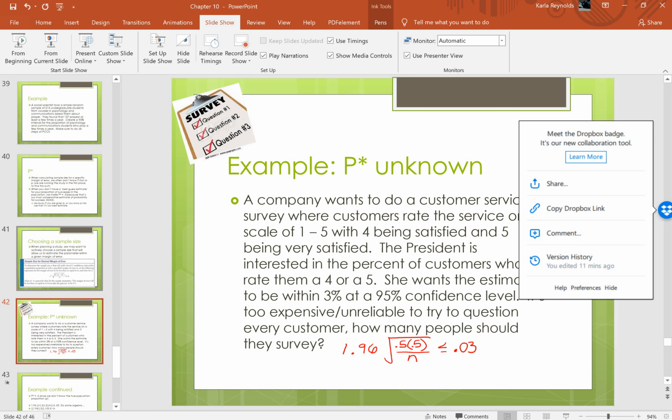For means, if we know sigma, it's a Z interval, but if we don't know sigma, it's a T interval. All right, so that's it on confidence intervals.